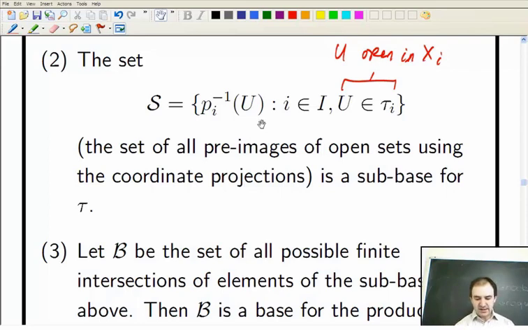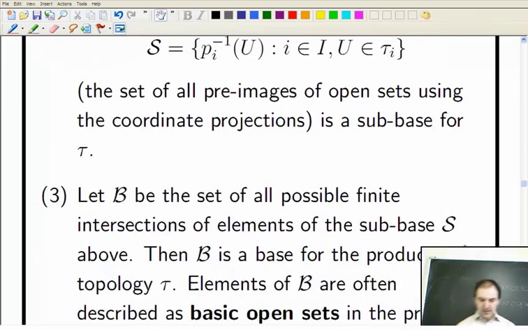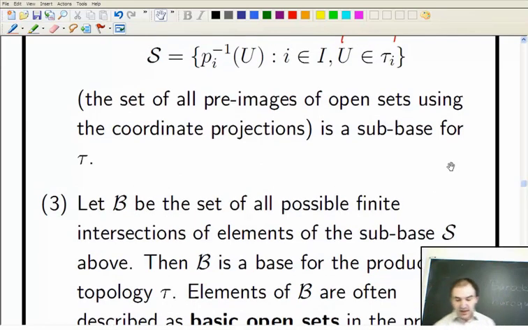So all you need to do is say, these are the ones we need to be open, and generate a topology from that. But you have to generate it by making this your subbase, because you don't expect this to be a base. And it isn't, usually. So this is your subbase, which means you take finite intersections of those, and that's a base for your topology. So here's your standard procedure. B is the set of all possible finite intersections of elements from this.